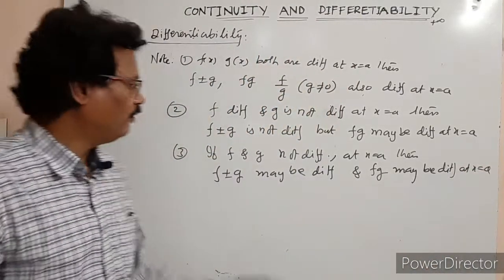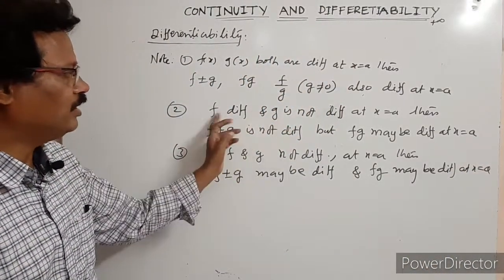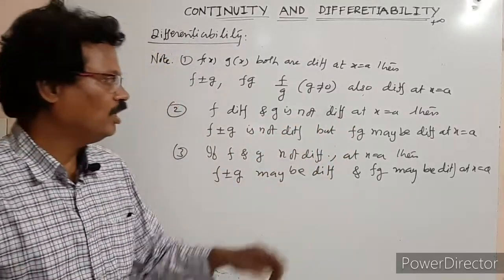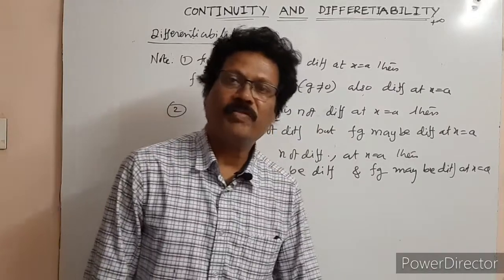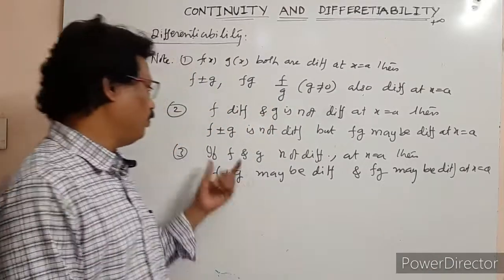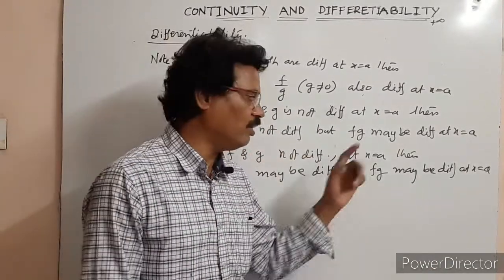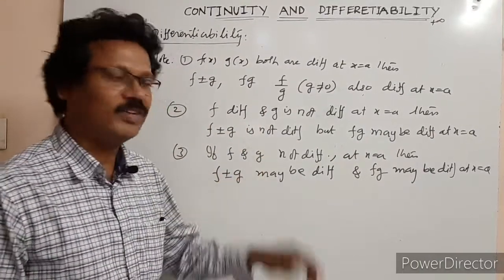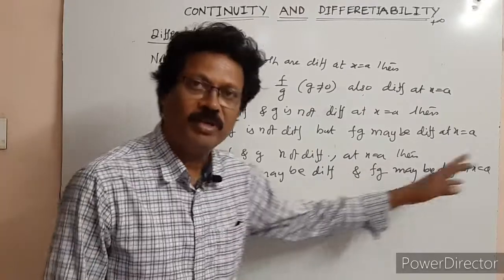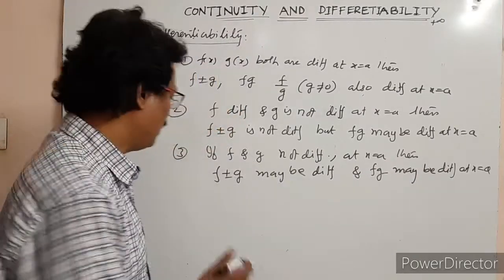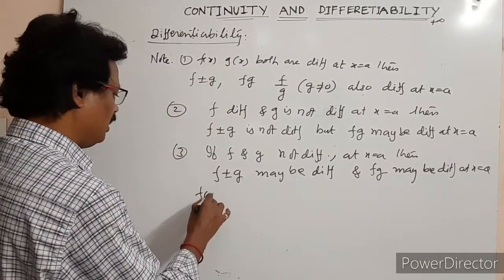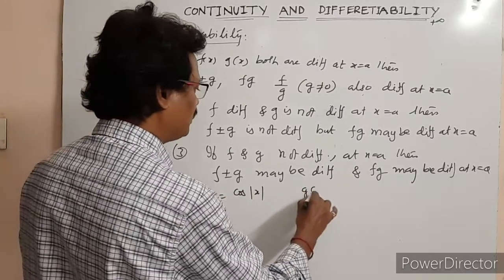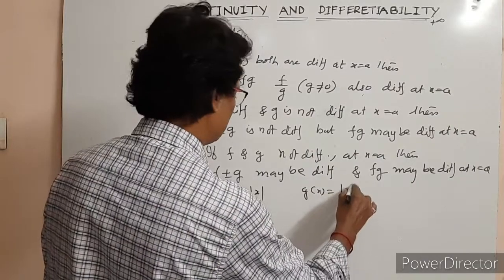See that if only one of f and g is not differentiable, the sum or difference is definitely not differentiable, but f into g may be differentiable at x equal to a. If both are not differentiable at x equal to a, then f plus or minus g still may be differentiable, f into g still may be differentiable. For example, I am taking f(x) = cos|x| and g(x) = |x|.